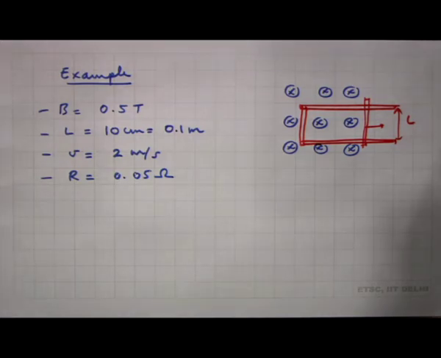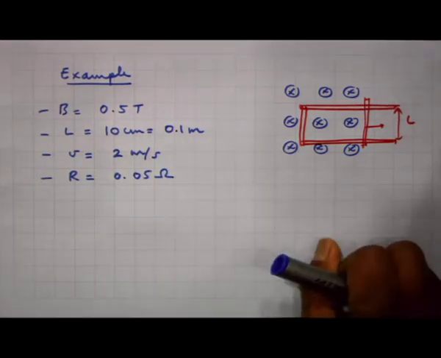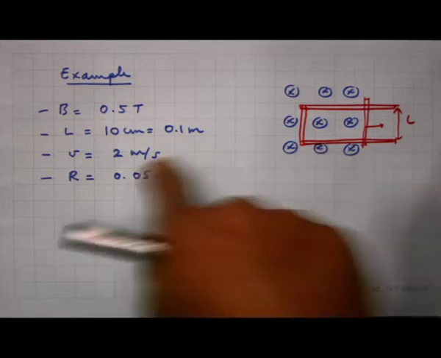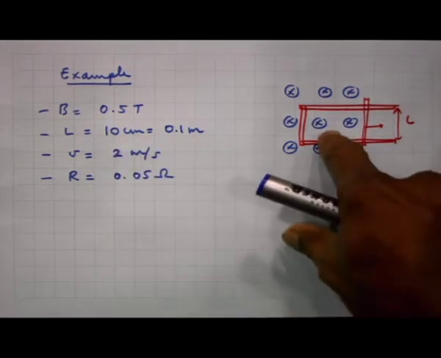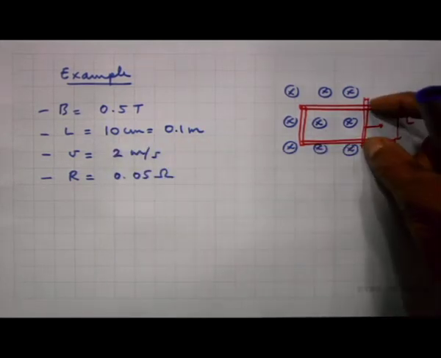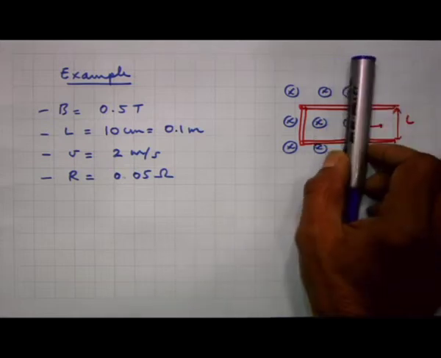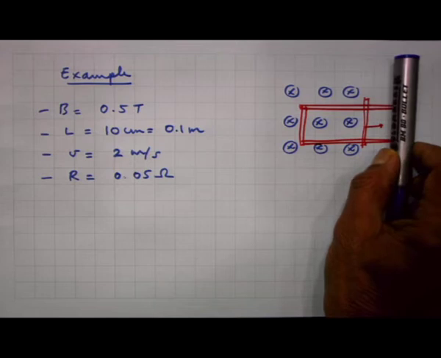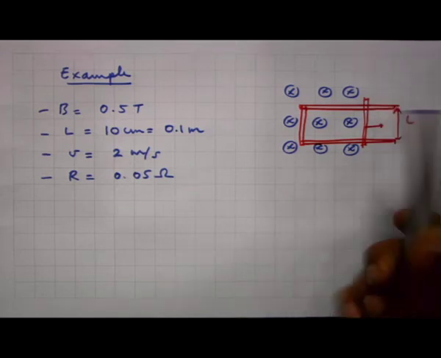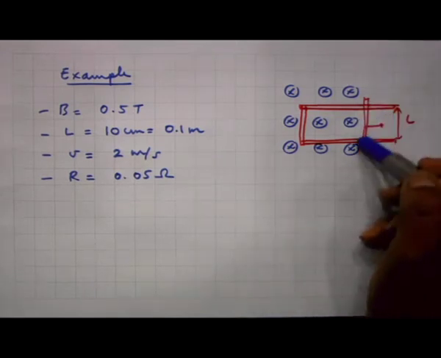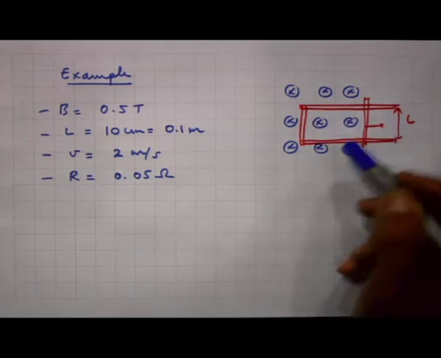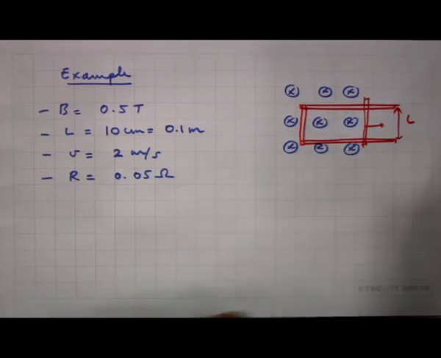So, I have a situation like this in a uniform magnetic field which is pointing downward with 0.5 Tesla. This length I am assuming to be about 0.1 meter, 10 centimeters, and I am trying to pull this at a uniform speed of 2 meters per second to the right. And let me assume, as I mentioned before, the resistance primarily is here and there is no resistance of this part of the circuit. So, the resistance remains constant at 0.05 ohms.